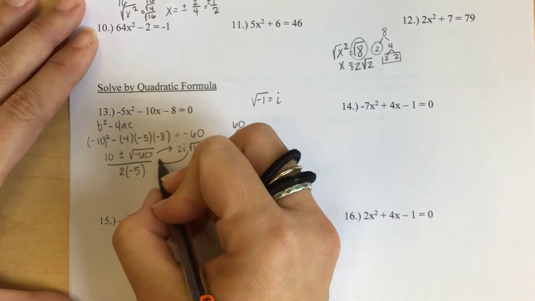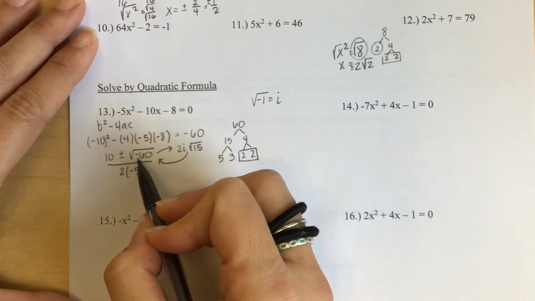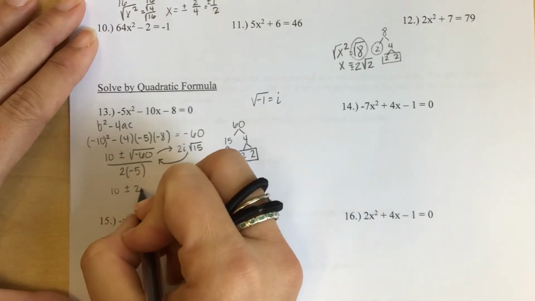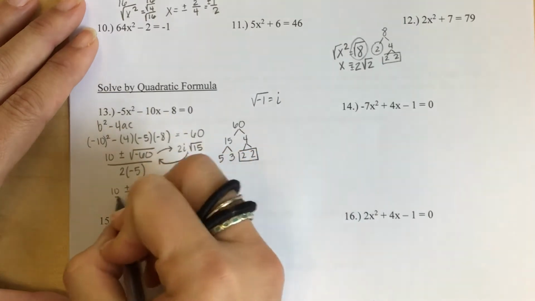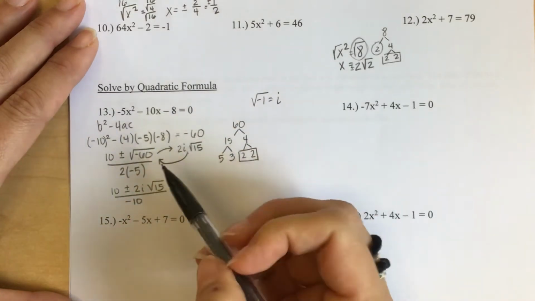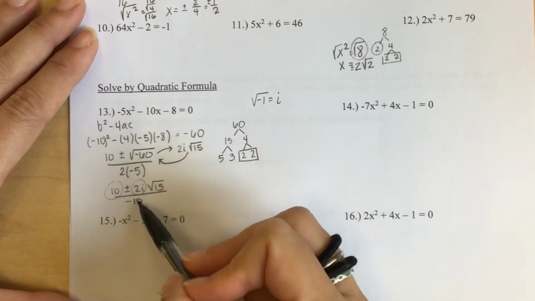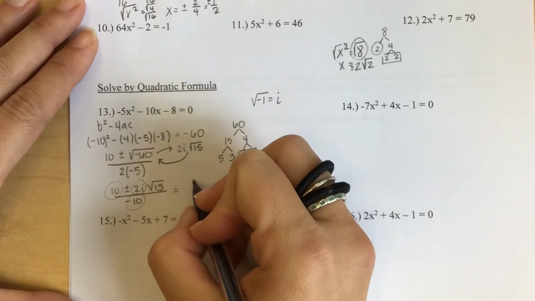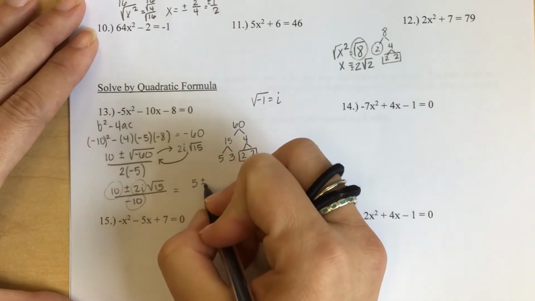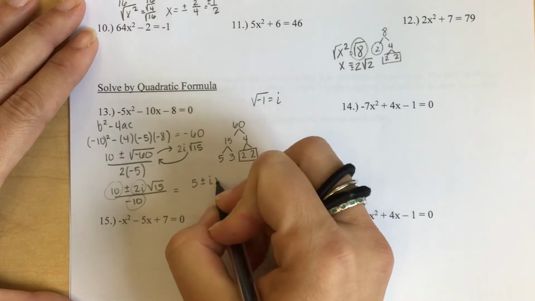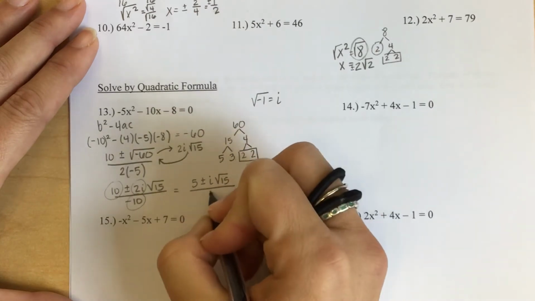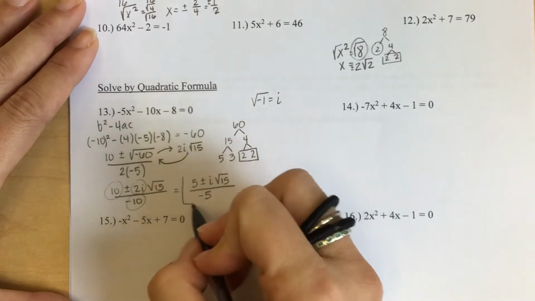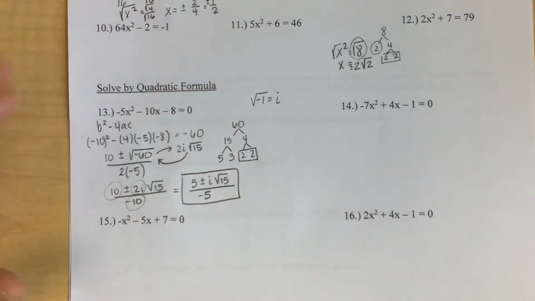So now I'm going to replace the square root of negative 60 with 2i radical 15. So I have 10 plus or minus 2i radical 15 all over negative 10. So now I'm looking at 10, 2, and 10. What can I divide all those by? Divide everything by 2, so it's 5 plus or minus 1i, or just i, radical 15 all over, I'm sorry, negative 5. And that is your solution.